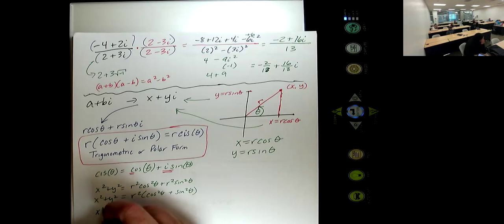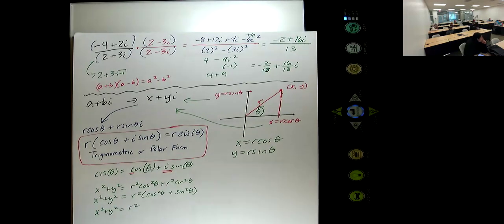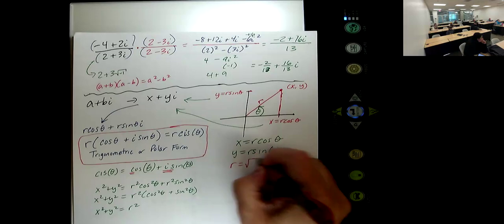We've done this before, I'm just refreshing your memory on it, it's been a while. Cosine squared plus sine squared is 1. So we get x squared plus y squared equals r squared, it makes sense, it's a triangle. This is the Pythagorean formula. So r has to equal the square root of x squared plus y squared.